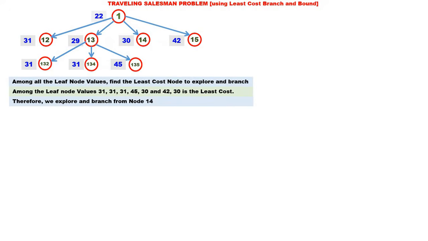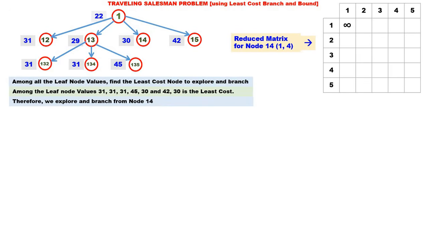Now when we have to explore node 1 4, we have to write the reduced matrix for node 1 4. So we write the reduced matrix for node 1 4. You remember we had written the reduced matrix for node 1 4. That matrix we have to consider. Yes, this is the reduced matrix for node 1 4. And when it is 1 4, again we have three possibilities here.